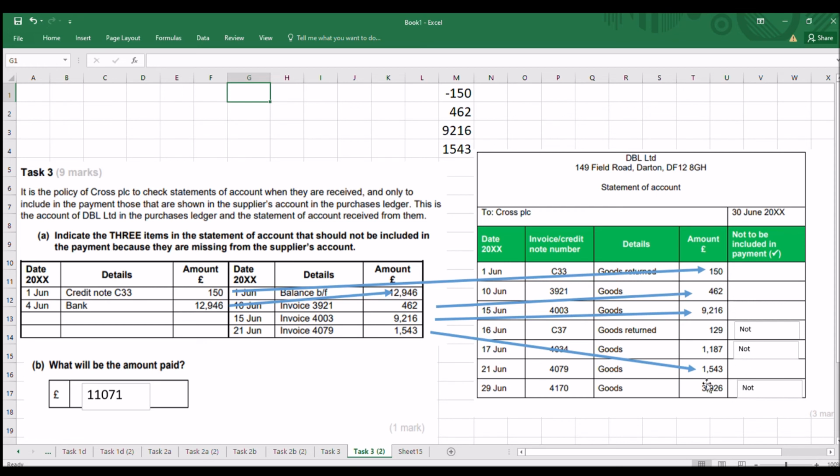So we've got all of this stuff in here, and we've not got those ones in there. So the payment is actually going to be minus 150, that's the credit note. They put a credit note in there, a goods return, to get you used to the idea that it is money being taken off the payment. We've got those 3 payments there. A little tip for Excel: as I highlight these, there's a little summation of what it adds up to, which is 11071, and that's the answer, but you'd have to do it with the calculator. Hopefully that was helpful.